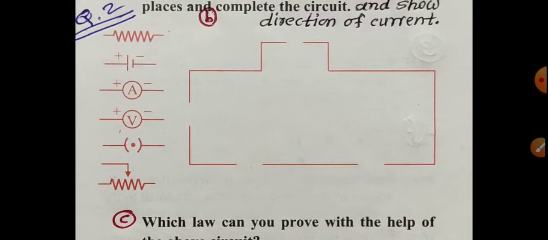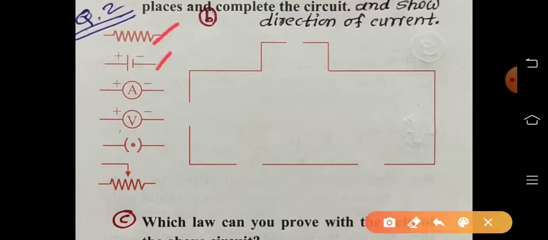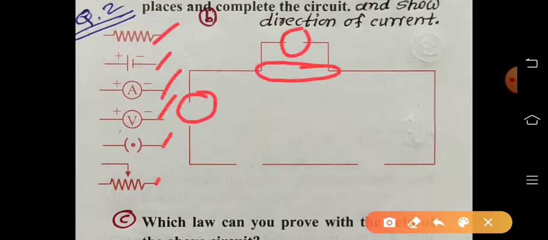So how many components are given? 1, 2, 3, 4, 5 and 6. So how many places? Check there. 1, now here 2, 3, 4, 5 are given. Clear? So how do we connect all these appliances? Now check that. How many components are there? 6 components.